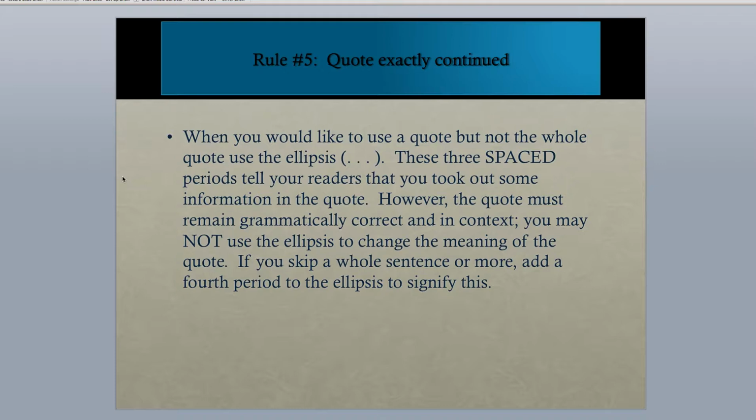There are 3 spaced periods. Even when you text your friends, you should actually be doing period, space, period, space, period, space, and it signals missing information. Sometimes I know millennials like to use it as though they're thinking about something or for a pause, but that's actually not what it's used for. If you skip a whole sentence or more when you're quoting something, you need to add a fourth period to the ellipses to signify that you've actually skipped a whole sentence.